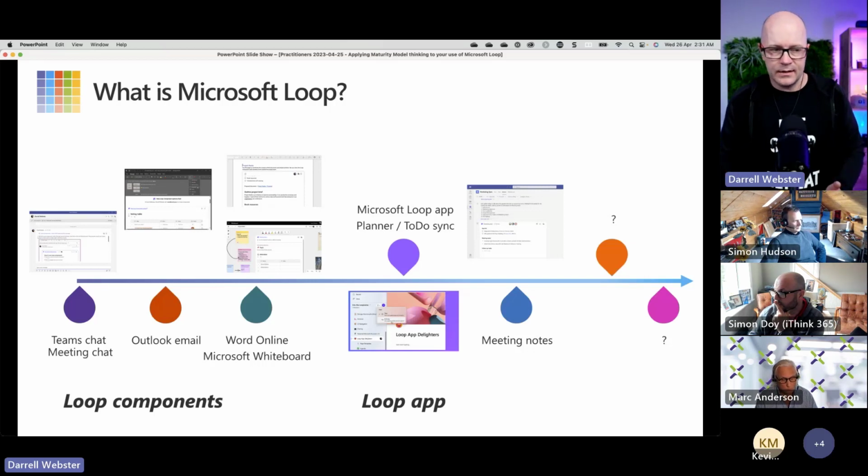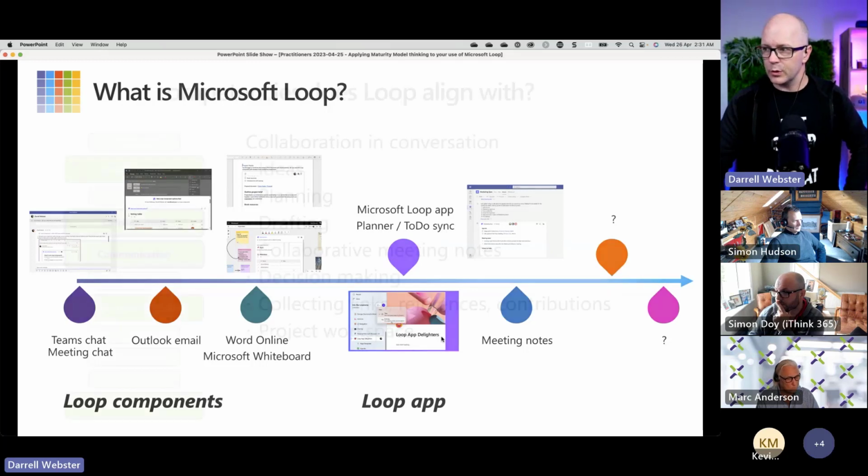Does Loop make it easier? Does it bring a lower friction way of just starting an idea in the place that we're working and sharing that to the place that we're working? And does the Loop app bring that all together so we can have a simple place to capture it all?